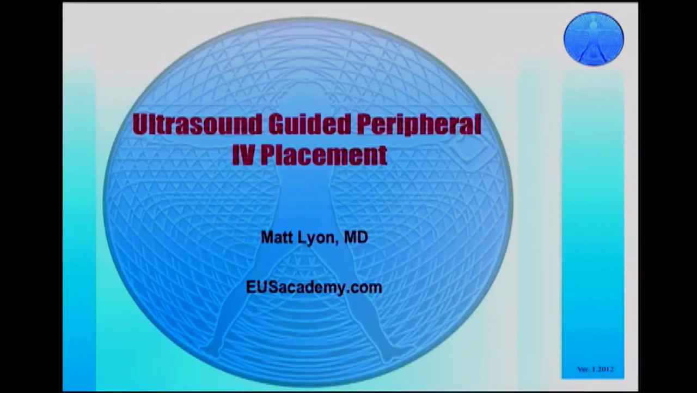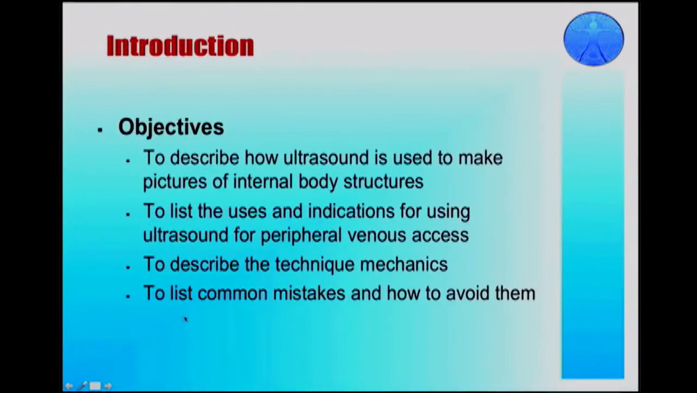Today's lecture is entitled Ultrasound Guided Peripheral IV Placement. Our objectives are to describe how ultrasound is used to make pictures of internal body structures, to list the uses and indications for using ultrasound for peripheral venous access, to describe the technique of actually placing the catheter in a vein using ultrasound, and to list common mistakes and how to avoid them when using ultrasound for vascular access.